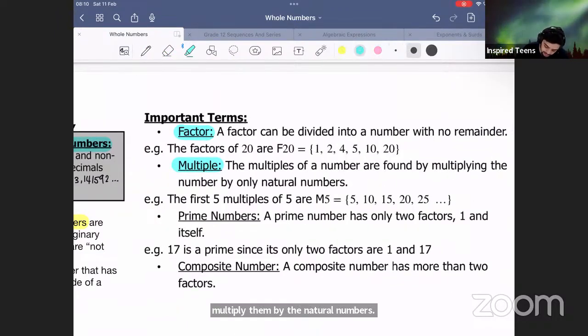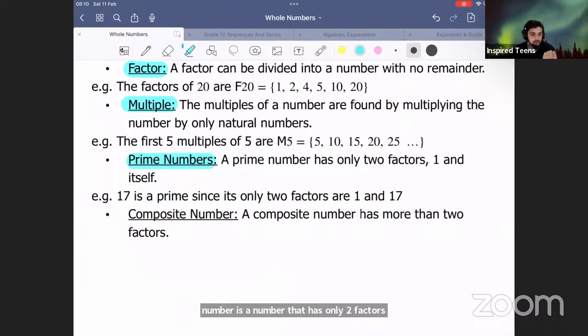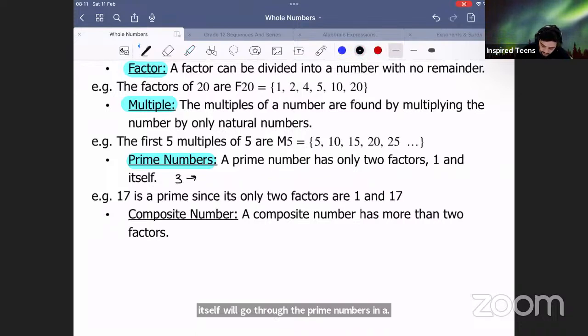The next term is prime numbers. A prime number is a number that has only 2 factors, 1 and itself. We discussed what a factor is. A factor is a number that can go into another number an exact amount of times. Then we have specific numbers which are called prime numbers. These numbers only have two factors, 1 and itself. We'll go through the prime numbers in a bit, but let's consider 3. The factors of 3, meaning the numbers that can go exactly into 3, are 1 and 3.